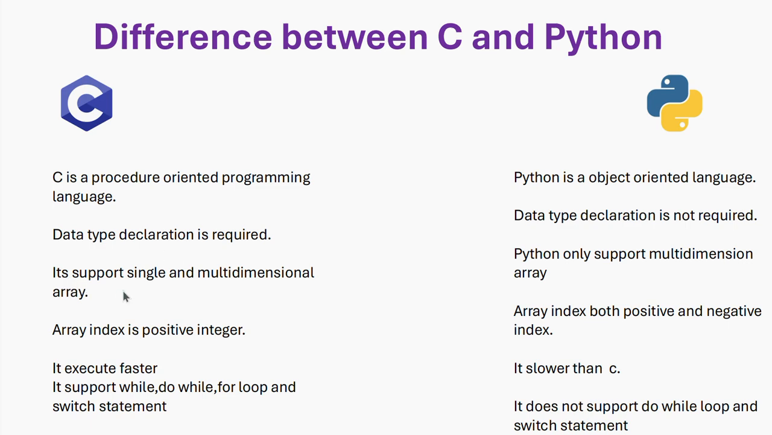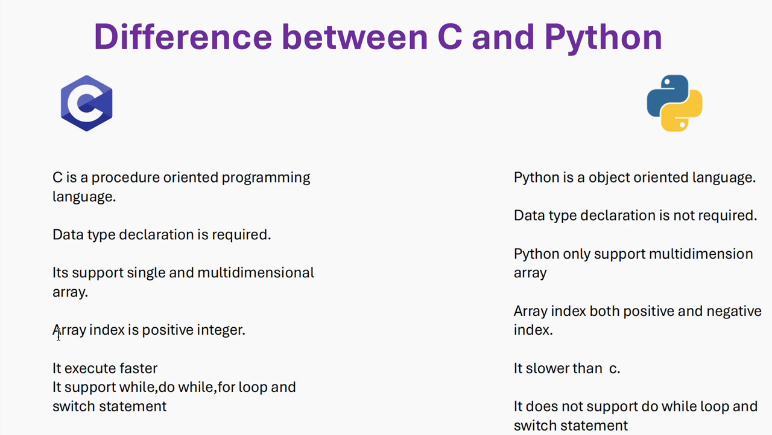Next is array support. C supports single and multidimensional arrays. But Python natively supports only multidimensional, not single-dimensional arrays. It will support them through a library, the library name is numpy. In numpy, single-dimensional arrays can be used, but basically in normal Python it is not used.